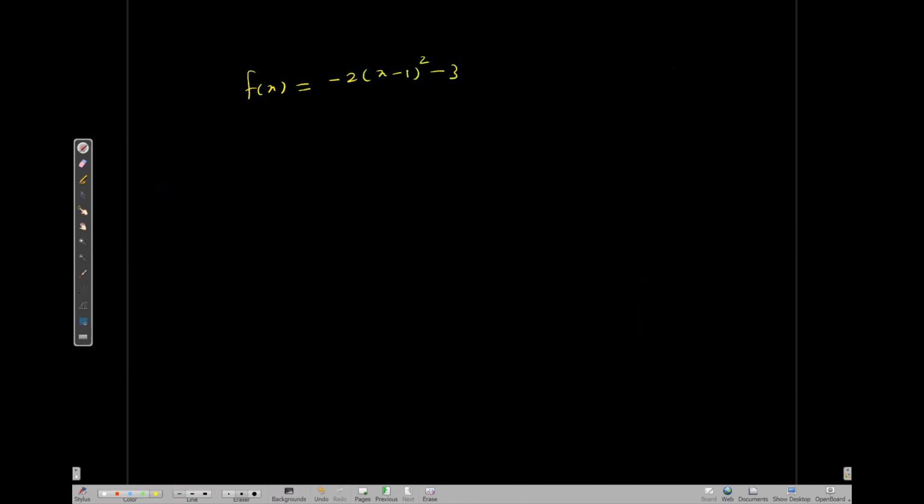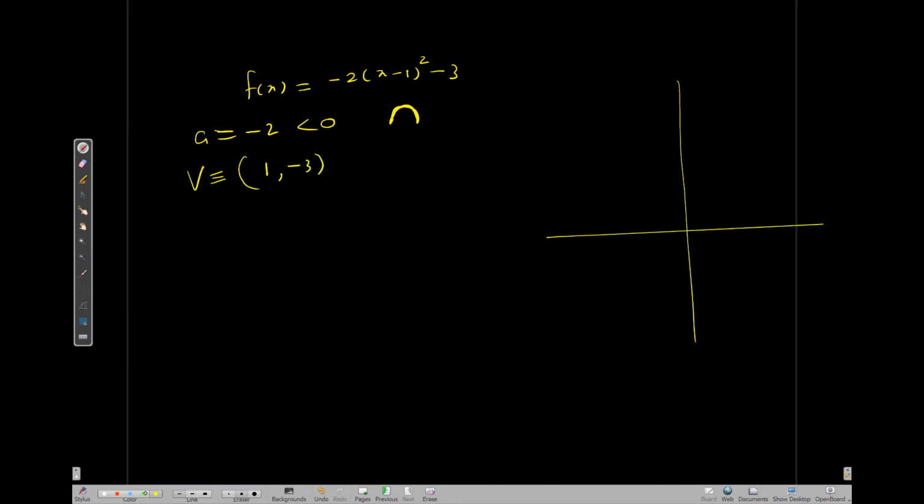I really like it if you guys pause the video and try it for yourself. Okay, assuming you have tried, step number 1: a equals -2, which is negative because it opens downward. We know that much. And the vertex (h, k): the h value is 1, k is -3. And now you can start plotting it. So (1, -3), 1 somewhere here, -3, 1, 2, 3. So somewhere here. And it goes like this, right?